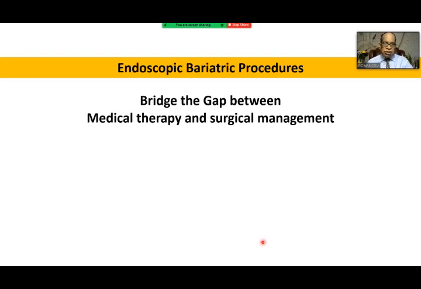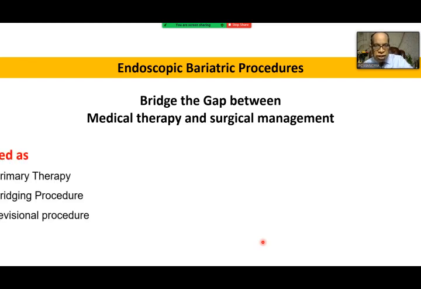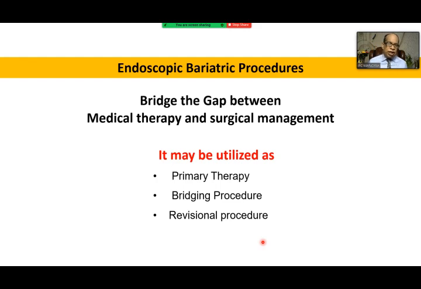Endoscopic bariatric procedures also bridge the gap between medical therapy and surgical management, and they may be utilized as a primary procedure, which means a patient who wants to lose some weight can undergo an endoscopic bariatric procedure. They can be used as a bridging procedure, which means the patient is a candidate for bariatric surgery but does not want surgery straight off, so he first undergoes an endoscopic bariatric procedure, and after a lapse of time he can undergo bariatric surgery if required.